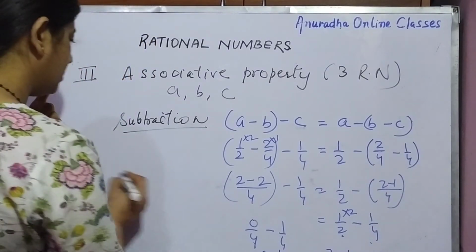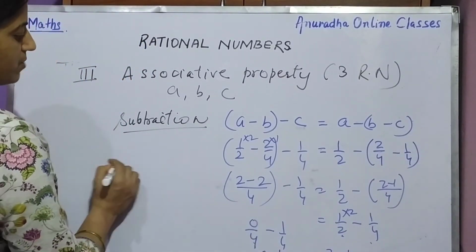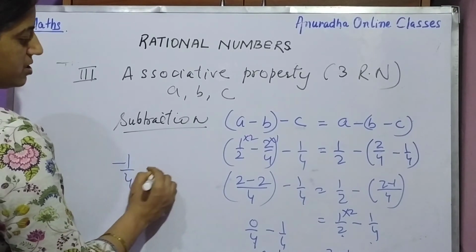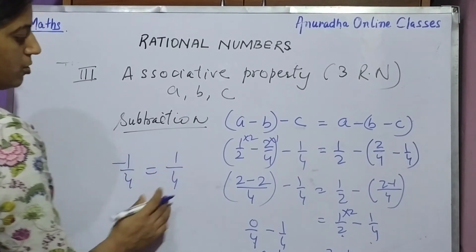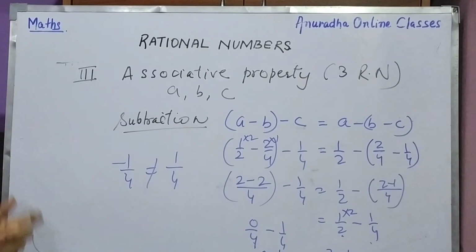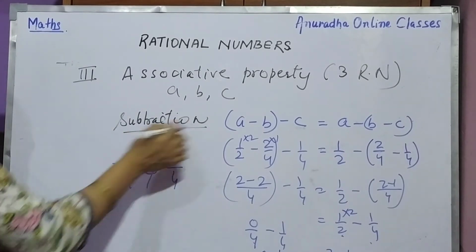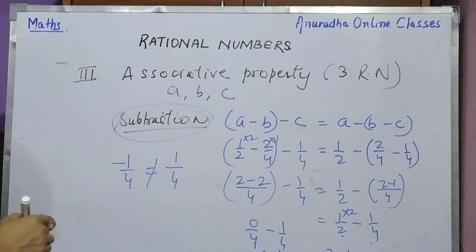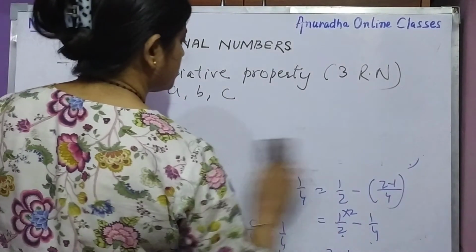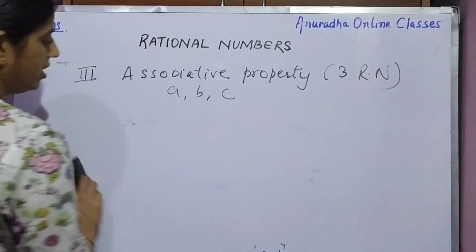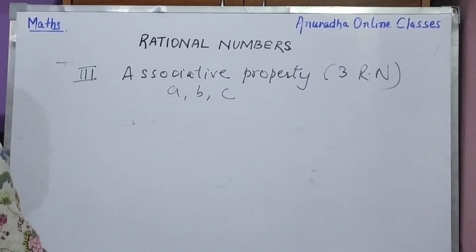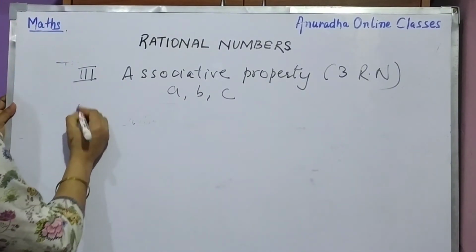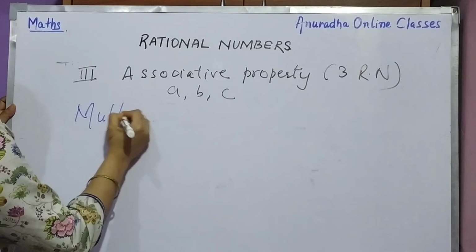So what you will get? You will get 0 minus 1 is minus 1 by 4. Is it equal to 1 upon 4? No. It's not equal. So it is not applicable in case of subtraction. Okay? In the same way, for multiplication it is applicable, but for division it is not applicable. Let us see with the help of example.